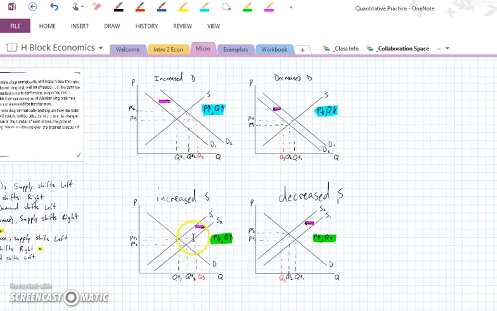Down here, we have increased supply. We see 2 supply curves, and the supply curve has moved to the right. Remember, that goes along with quantity. So quantity increases to the right. Therefore, supply curve moving to the right is an increase of supply. Likewise, this is a decrease of supply.